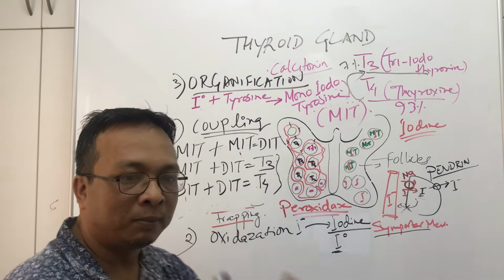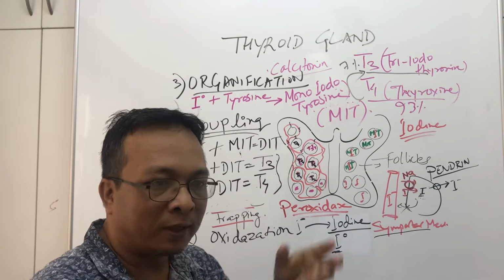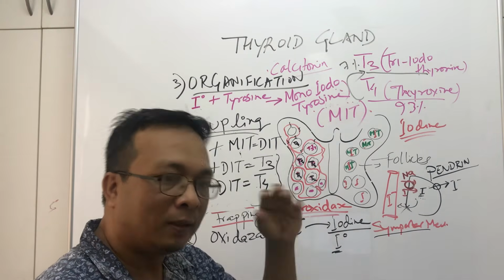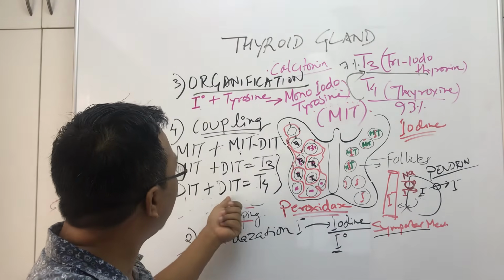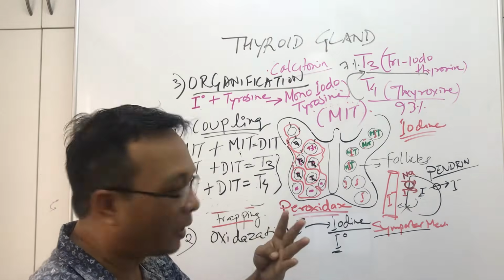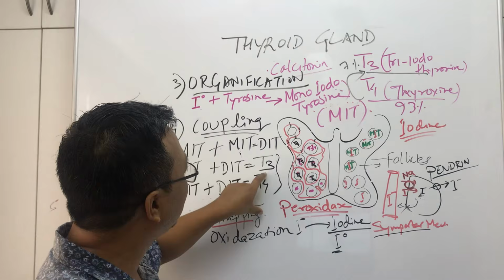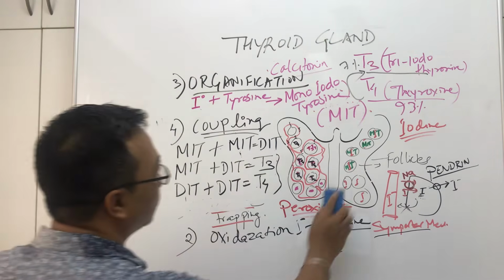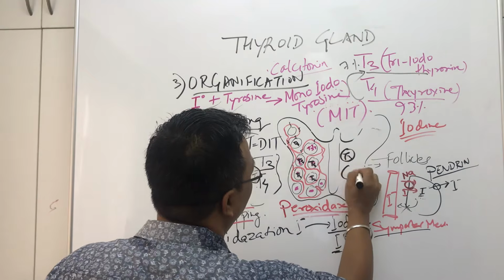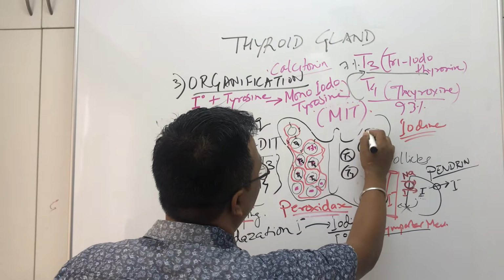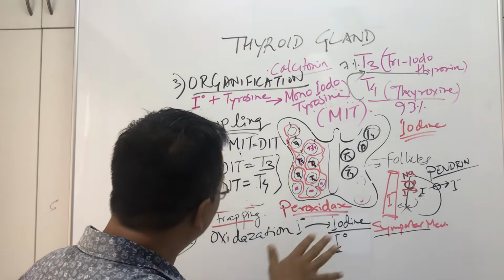So they are just random, they are mixing with each other. They are combining. You are making so many MITs, now MIT will combine with MIT, DIT. One MIT will combine with DIT, T3 hormone. One DIT will combine with DIT, T4 means 4 iodine, T3 means 3 iodine. Ultimately these T3 and T4 are formed. So the final product here is T3 and T4. Where are they formed? They are formed inside the follicles.